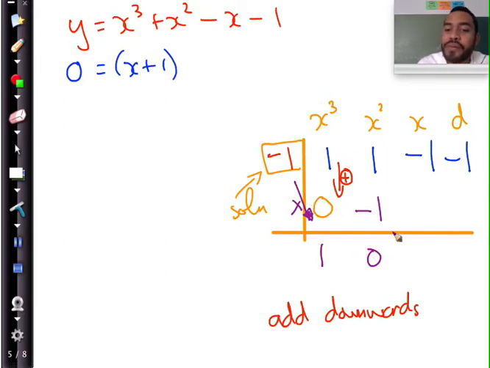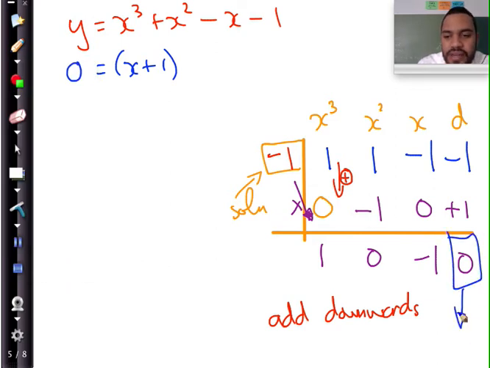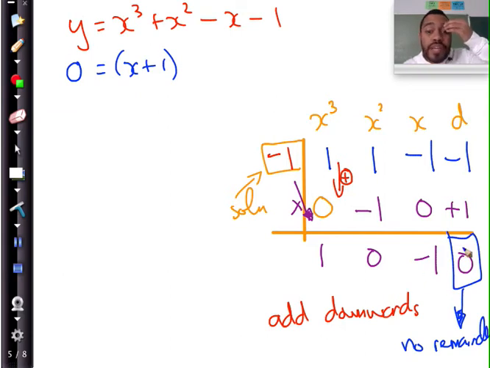-1 multiplied by 0 is 0. Now you add down again: -1 plus 0 gives me -1. Then I take the solution again: -1 multiplied by -1 gives me +1. Now I add downwards, I get 0. This last 0 is very important because it means there is no remainder. For all the calculations that we do in grade 12, we don't see a remainder in this section, so if you don't have a 0 here, you've messed up the calculation somewhere. Are you with me?